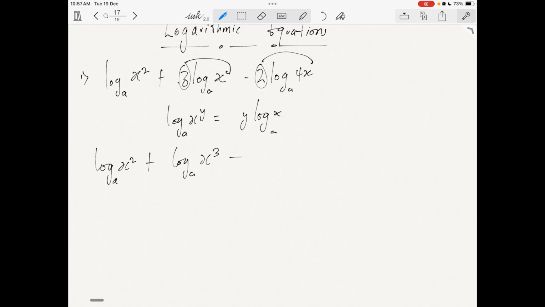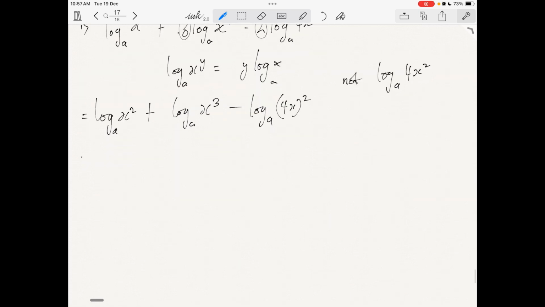Okay, so log a of (4x) squared. Please note that it is not the same as log a of 4x squared. Okay, so we have log to base a of x squared plus log to base a of x cubed minus log to base a of 4 squared, which is 16x squared.